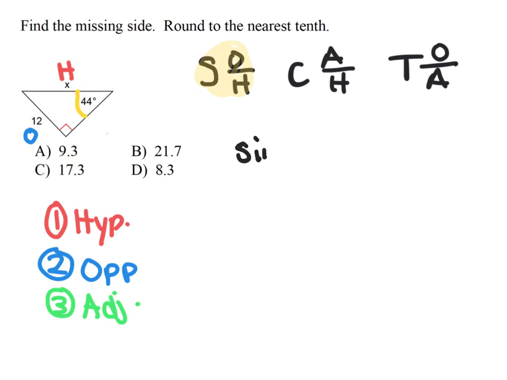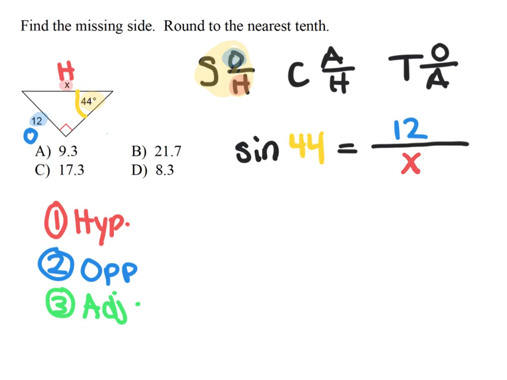So I could say that sine of the angle of 44 equals the opposite is on the top, which in our problem is 12. So I can put a 12 on the top, over the hypotenuse is on the bottom, and the hypotenuse in our problem is x. So over x.